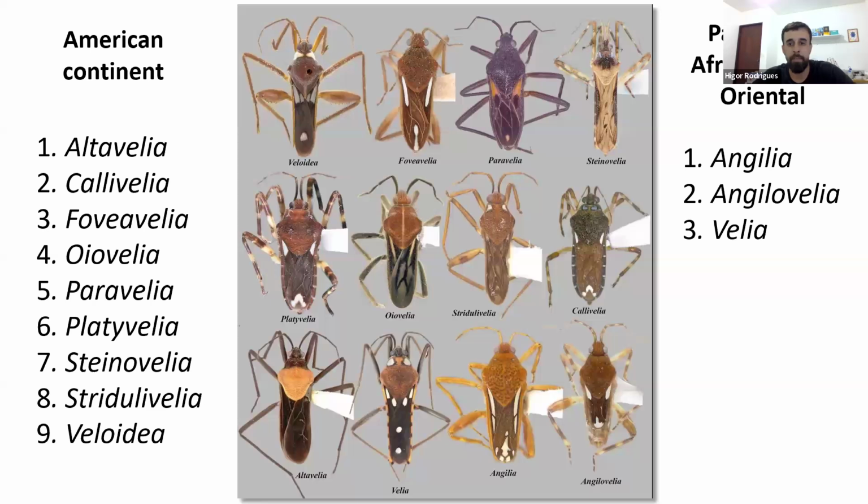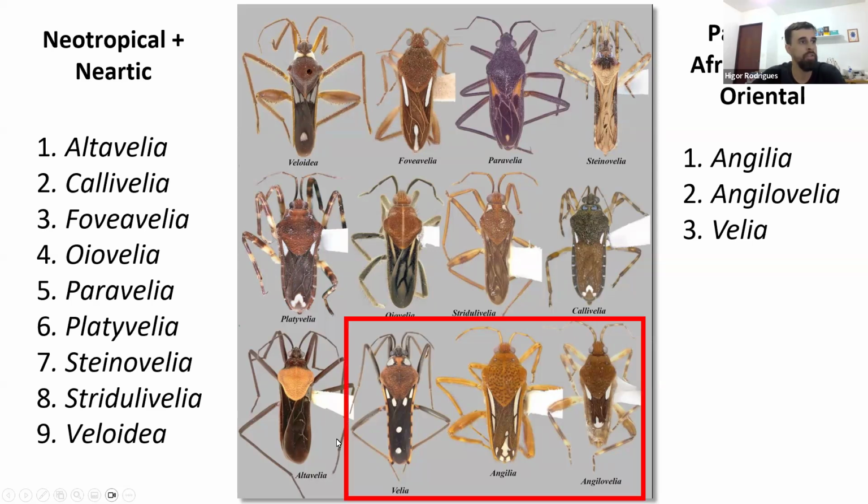Here I present a plate with pictures of dorsal habitus of one species from each of the 12 genera. On the left are the American genera, and on the right, the genera from the Palearctic, Afrotropical, and Oriental regions. These 3 genera have distribution in the Eastern Hemisphere.